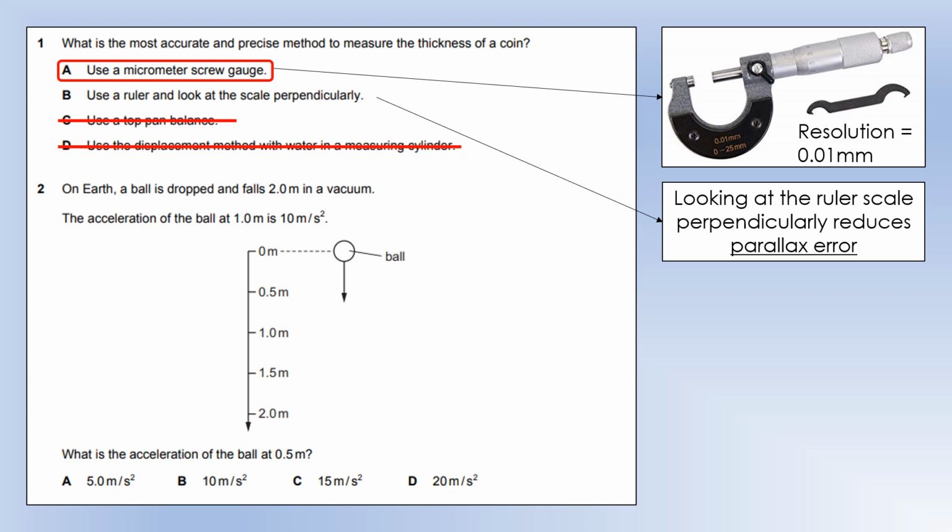On Earth, a ball is dropped and falls 2 meters in a vacuum. The acceleration of the ball at 1 meter is 10 meters per second squared. What would the acceleration be at 0.5 meters?